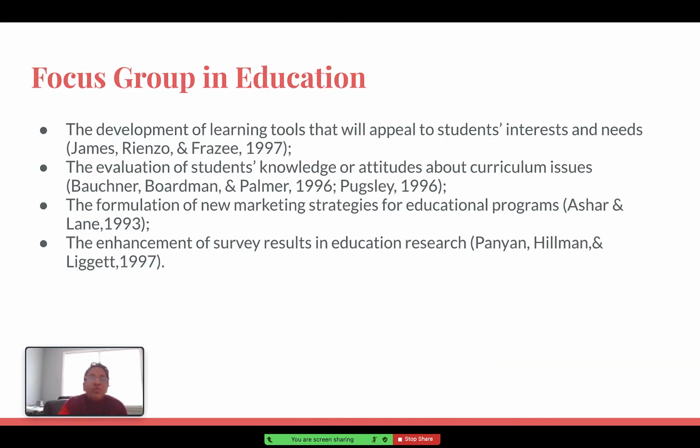So for the focus group in education, we have seen the development of learning tools that will appeal to students' interests and needs. This is one area where the focus group method is used. It's also used in the evaluation of students' knowledge or attitudes about curriculum issues, the formulation of new marketing strategies for educational programs, and the enhancement of survey results in education research. So these are some of the areas that the focus group method has been used in education.